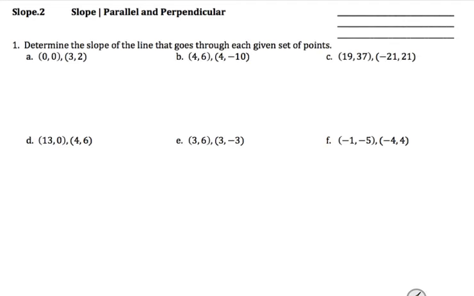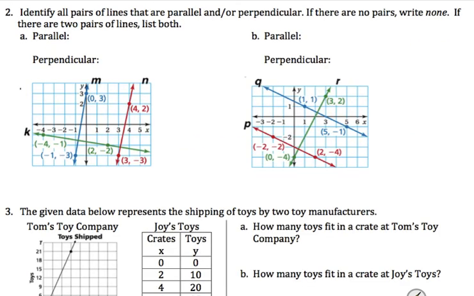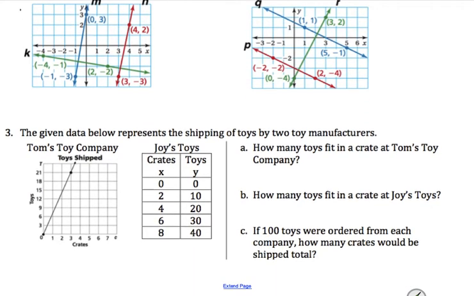All right, in your practice, you're going to have to find the slope 6 times here between 2 sets of points. It looks like you've got some bigger numbers here on C, but that shouldn't matter. You just do the same process. Number 2, identify all pairs of lines that are parallel and or perpendicular. If there are no pairs, write none. If there are 2 pairs of lines, list both. Okay, so you're identifying parallel and perpendicular. You're going to want to find the slopes of those lines and then compare them.